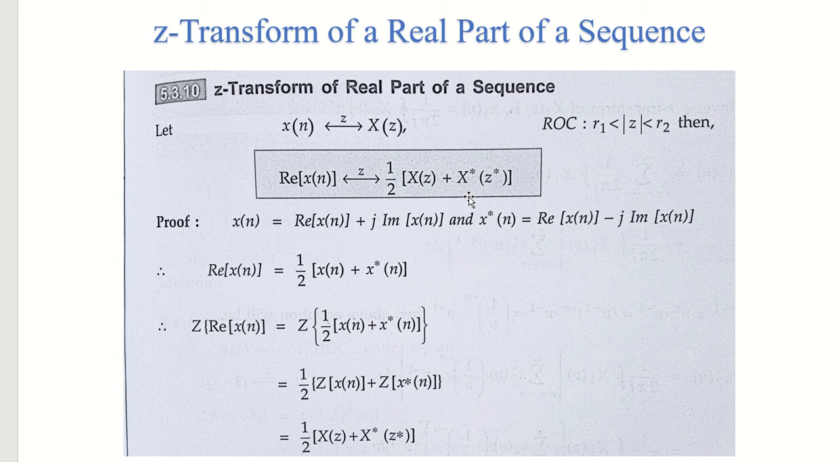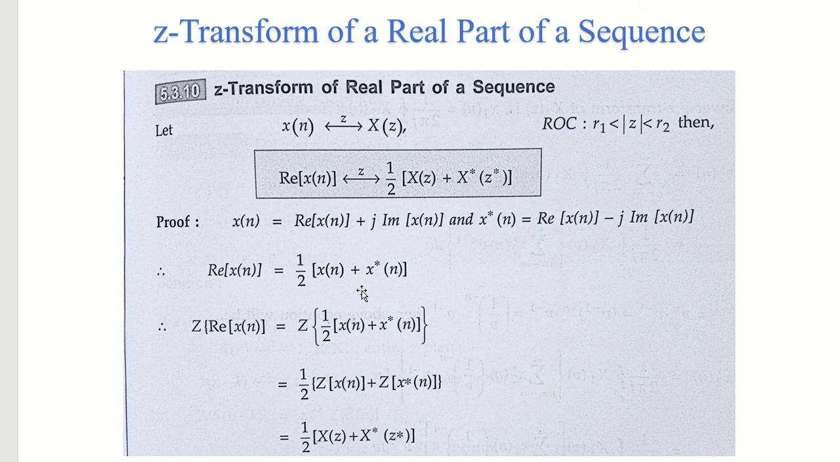How? Let's see. I'm having x of n, which is a complex number, which means it will have real and imaginary values, as you can see here, and the conjugate of it will also have real and imaginary values, but the sign of the imaginary value will toggle, will change. If I'm having a positive value here, I will have a negative value here. So this is my conjugate signal, x conjugate of n, right? And the real part will be 1/2 times x of n plus x conjugate of n, right?